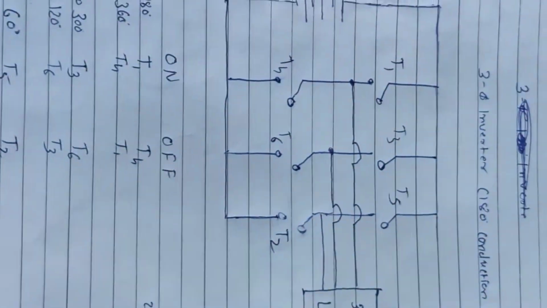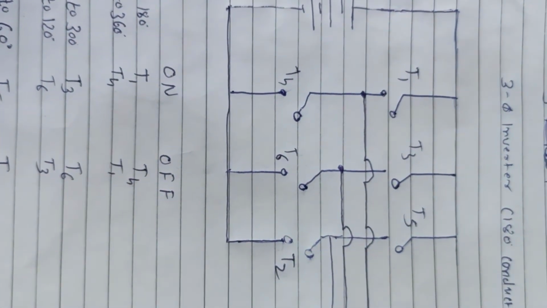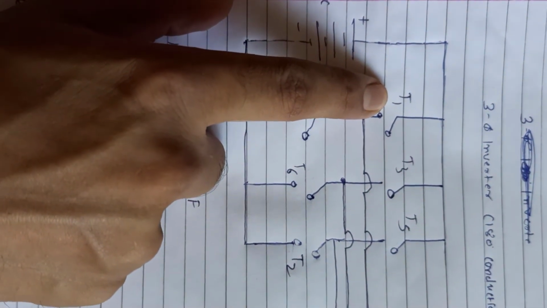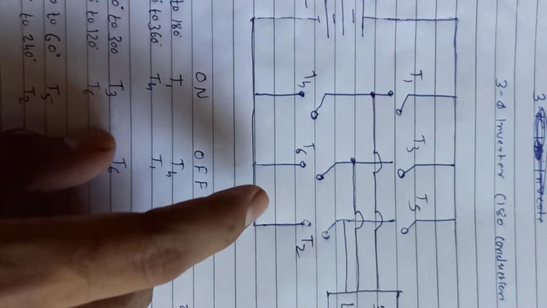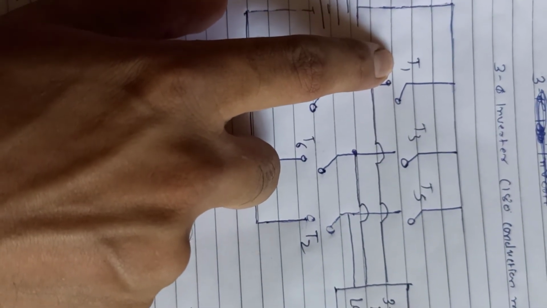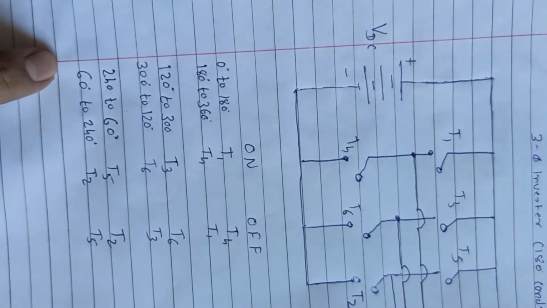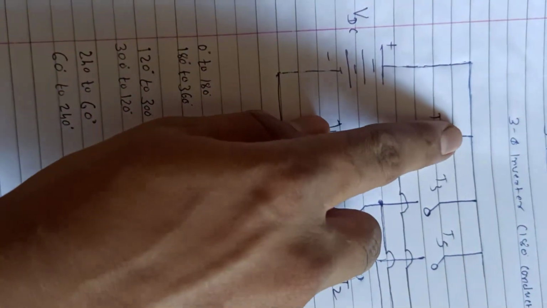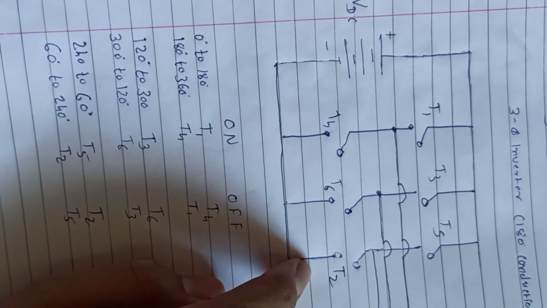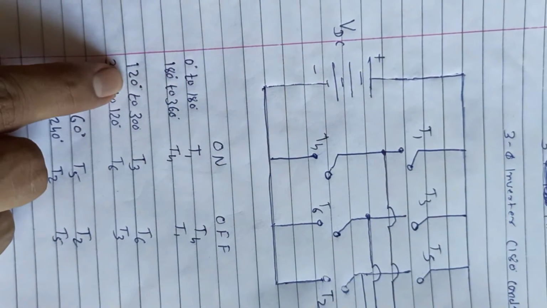Okay, another interesting thing I told you is that at every 60 degrees one switch turns on and one switch turns off. See, at 0 degree T1 is on. So we know that at every 60 degrees a switch turns on. From 0 to 180 degrees T1 will be on. At 60 degrees T2 will be on. See, in the first leg T1 is on, after 60 degrees in the third leg T2 is on. And at 120 degrees T3 is on.